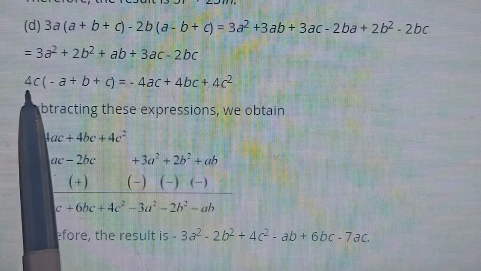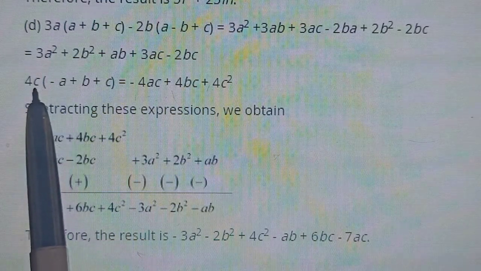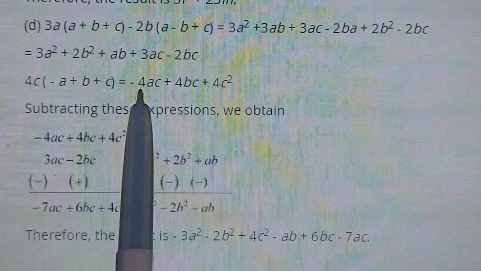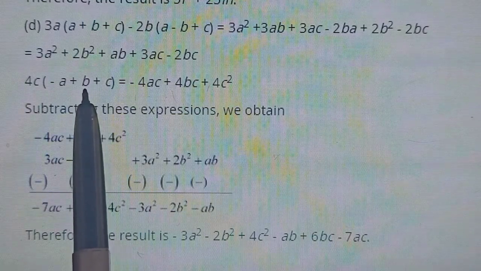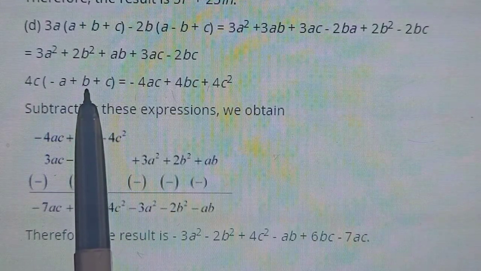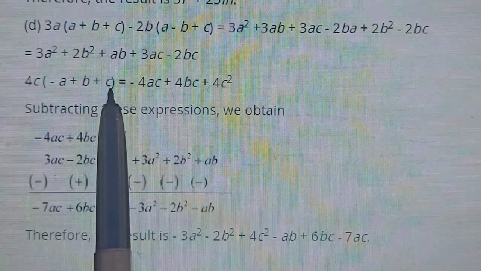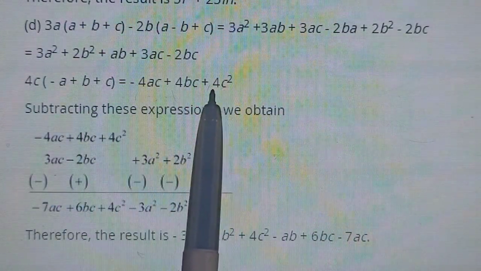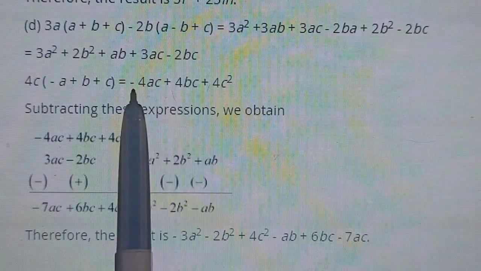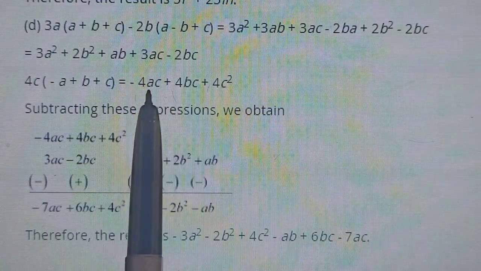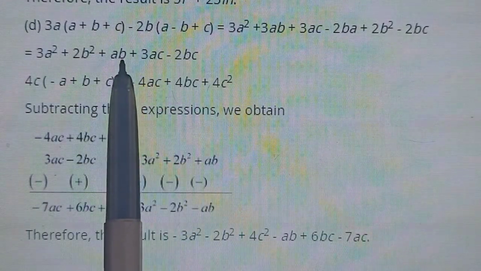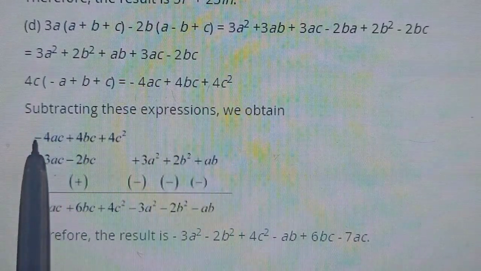Now the one from which we have to subtract also had multiplication. So we'll distribute this inside. This becomes minus 4ac, minus 4bc or ca, or cb, whichever way you write it, and minus plus 4c into c, that becomes plus 4c square. So this also we have simplified by multiplying inside. Now we have to subtract this from the first one. So this will be written on top.